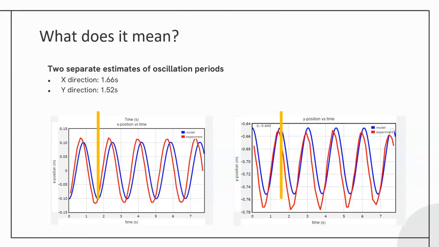And for the second one, it was estimating the oscillation periods in the x and the y direction. On the X, the oscillation period was 1.66 and on the Y it was 1.52. Note that these two numbers are different, which means that you cannot calculate the period using solely the movement in the X direction or solely the movement in the Y direction.